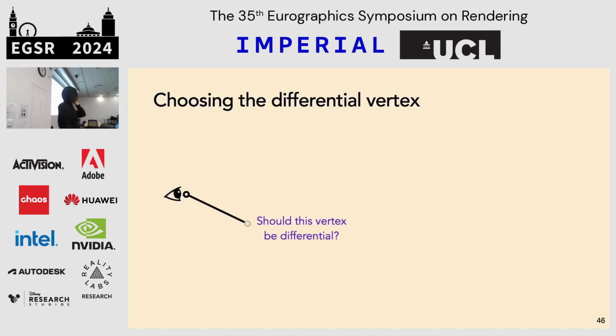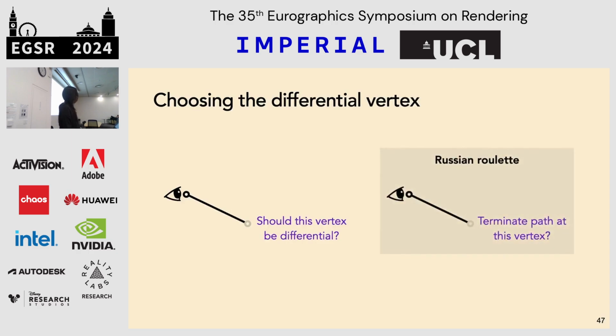So now the problem is determining which vertex on the path should be the differential one. And because we do not know the length of a path in advance, we do this by making local sampling decisions in a manner that is similar to using Russian roulette for stochastically terminating paths.